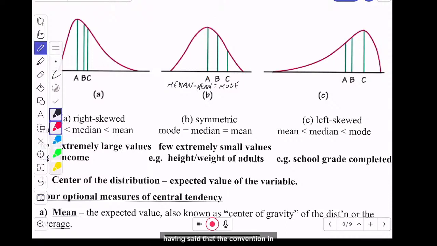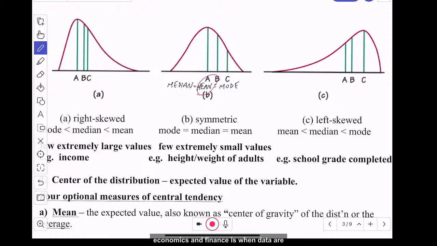Having said that, the convention in statistics and economics and finance is when data are symmetric, we just use the mean. We only use the mean. Statistical software will report the mode and the median, and you can still calculate them, but in analysis and discussion, in computations, the mean gets used primarily.